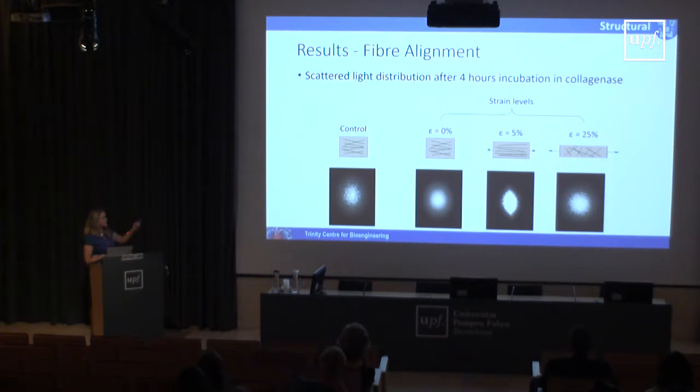Okay? So what does this mean? This means that essentially from our control through to our 0, 5% and 25%, it's saying that at a certain strain level, we're protecting our fibres. This is around the 5%. And either side of that, we are not. We are actually degrading the fibres that are being loaded and ending up with something that's not very well aligned in terms of its structure.